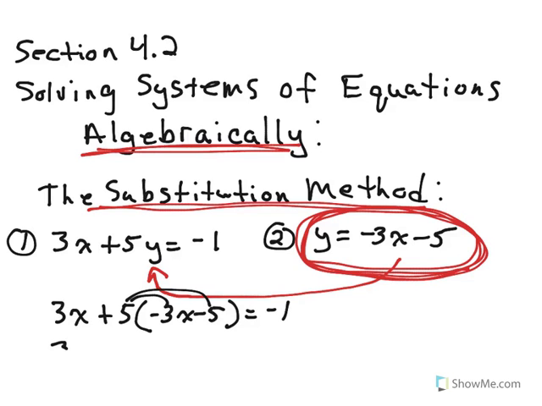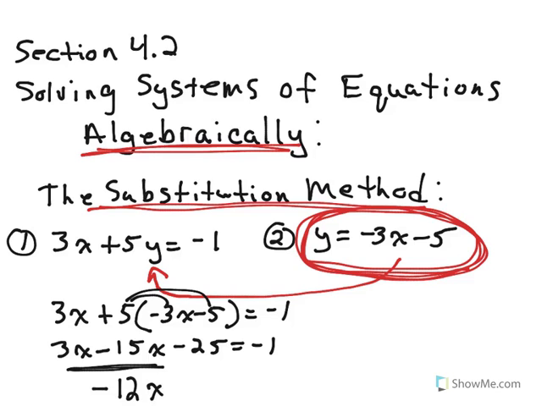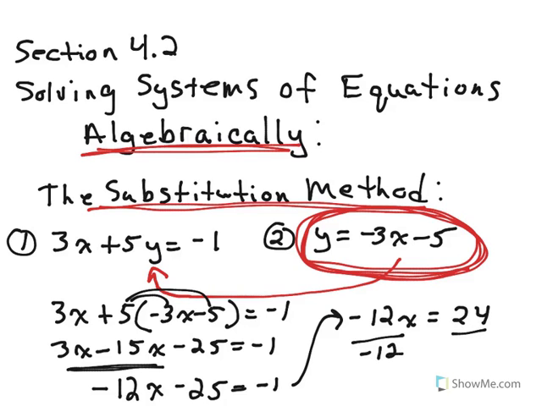Multiply out 5, we get 3x minus 15x minus 25 equals negative 1. Combine like terms gives us negative 12x minus 25 equals negative 1. Now we're going to add 25 to both sides of the equal sign, and that gives us negative 12x equals 24. Divide both sides by negative 12 to get x alone, and we get x equals negative 2.